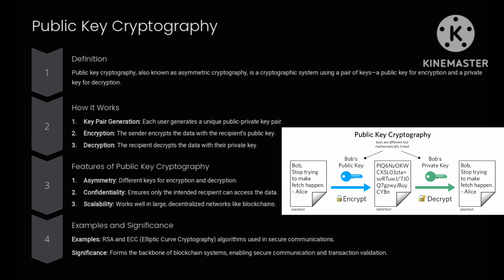Examples. RSA and AES are popular algorithms used for public key cryptography. For instance, RSA secures online communications like HTTPS, and AES is widely used in blockchain systems. Significance. This technique makes secure communication in a decentralized environment possible, ensuring data confidentiality and integrity.